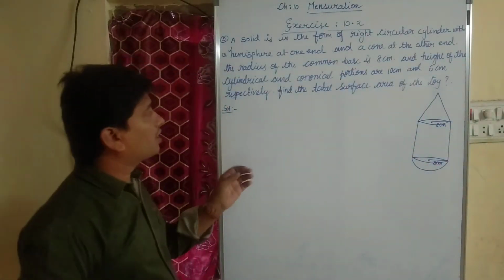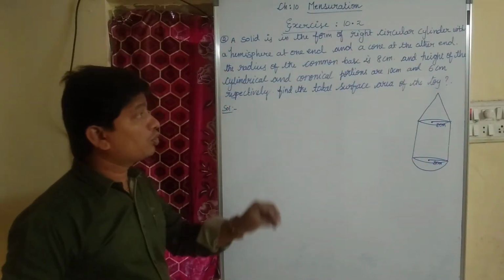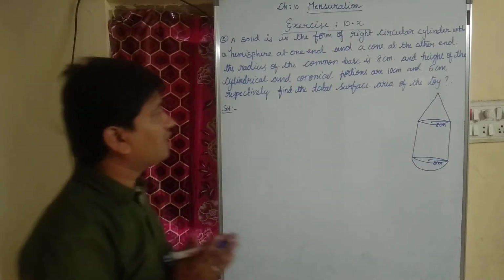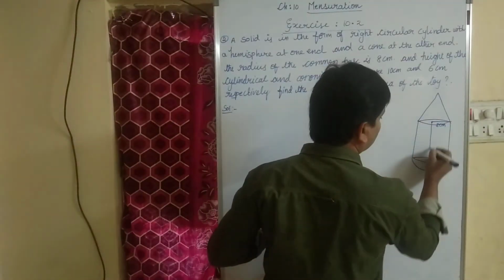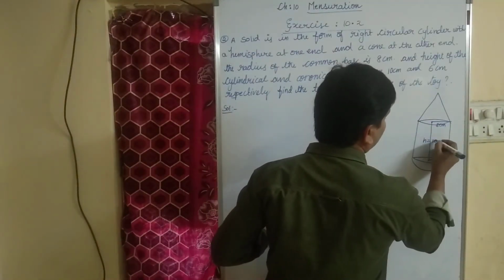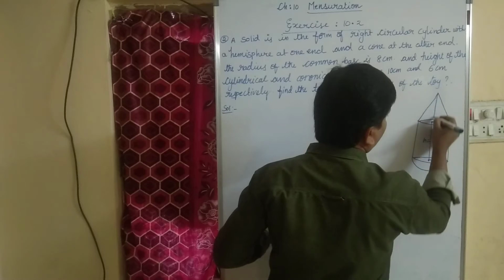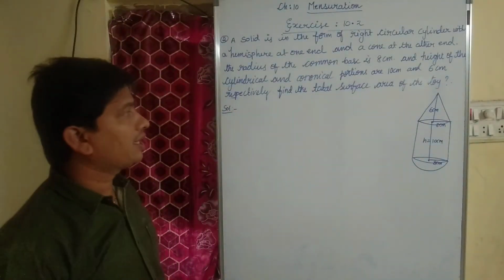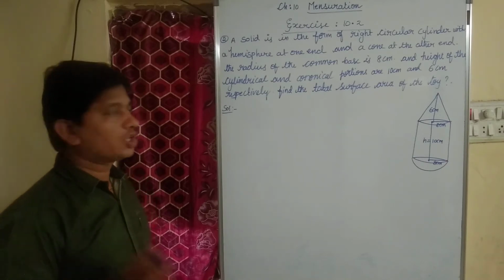And the heights of the cylindrical and conical portions are 10 cm and 6 cm. Height of the cylinder is 10 cm and height of the cone is 6 centimeters. Now they are asking to find the surface area of the toy.